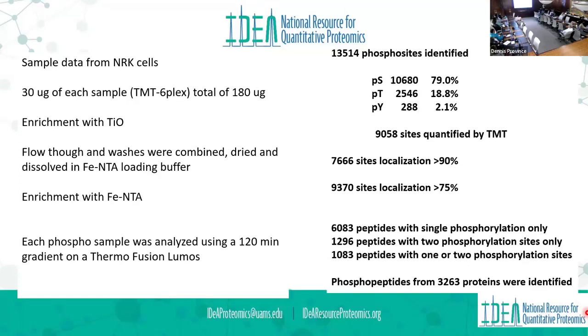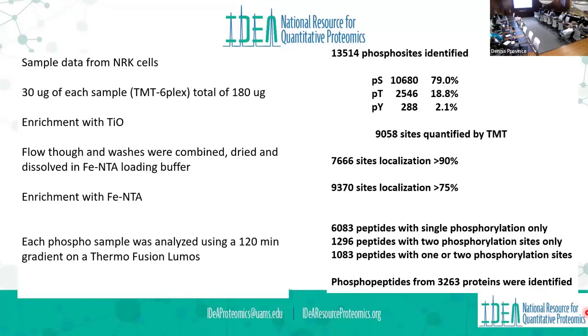Normal rat kidney cells, 30 micrograms of each sample. We labeled with a TMT sixplex, and we enriched with titanium, we enriched with iron, and just did a two-hour gradient. So no fractionation, just ran it. And we quantified 9,000 phospho sites in this study, starting with 30 micrograms of each sample. And so it's convinced me, okay, this is reasonable.